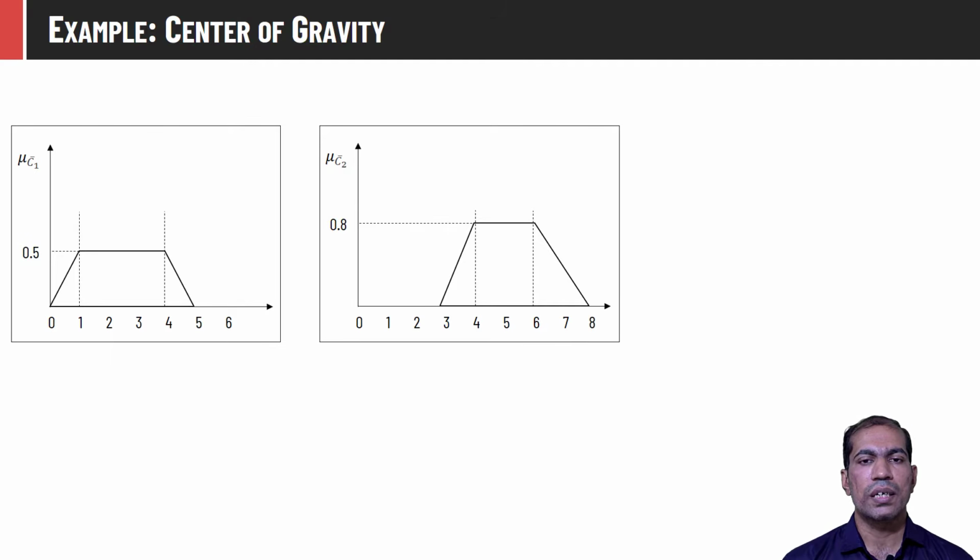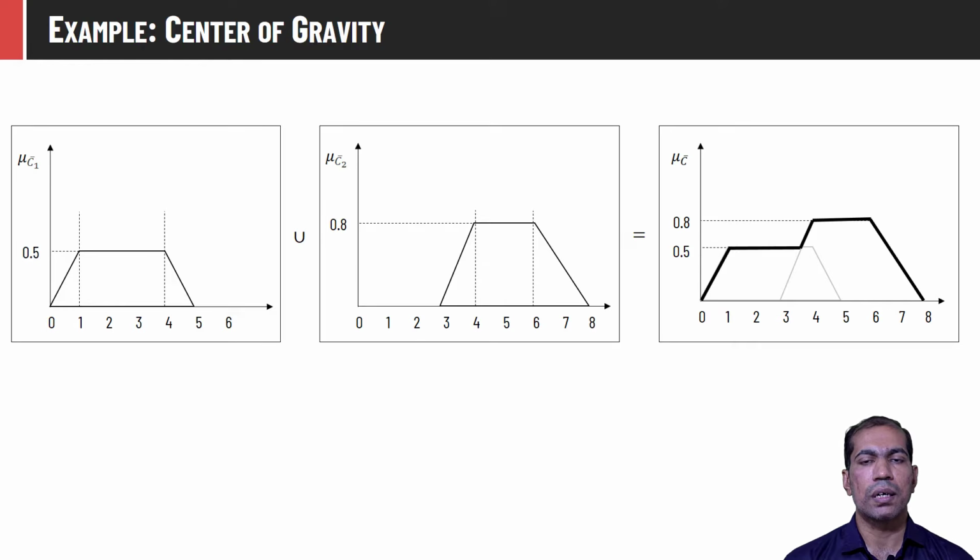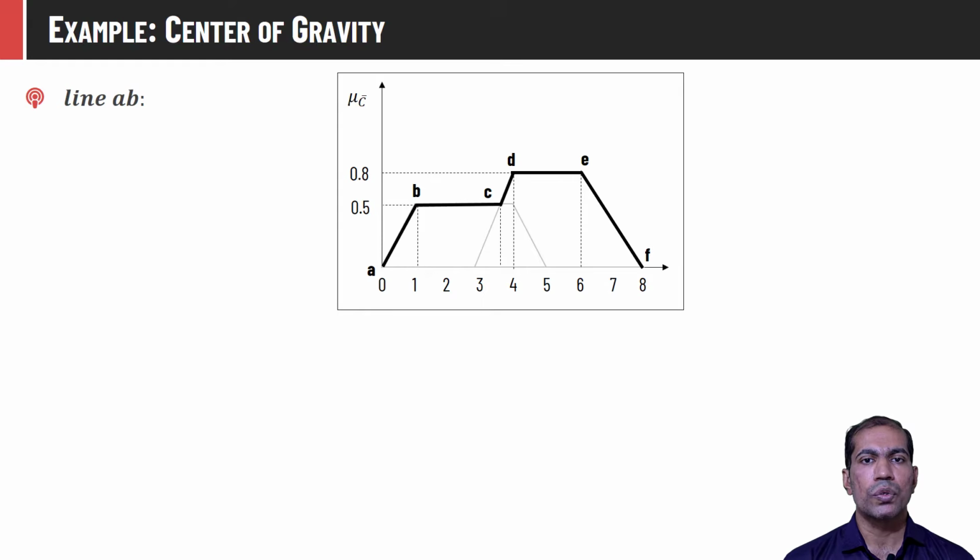Let us try to understand it with an example. Consider that these two fuzzy output sets are given. The union of them will yield this aggregated fuzzy output function. We need to find the area of this function, so let us see how we can do that. To compute the area of the aggregated fuzzy output, we need to find the equations of all these lines AB, BC, CD, DE and EF, which form this entire region.